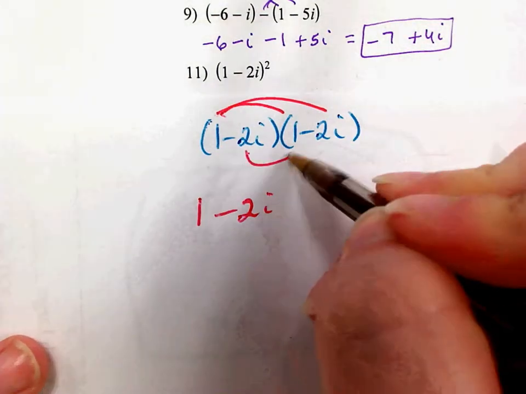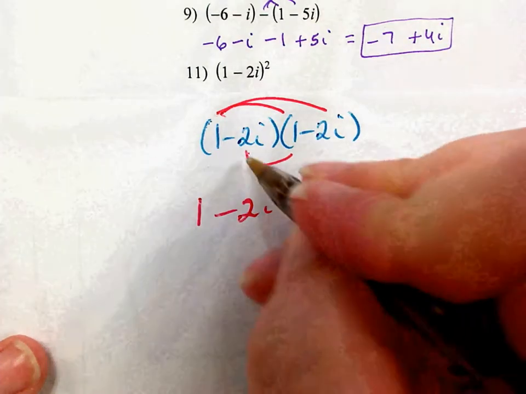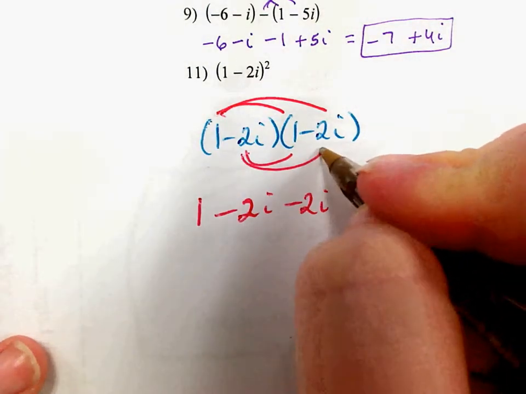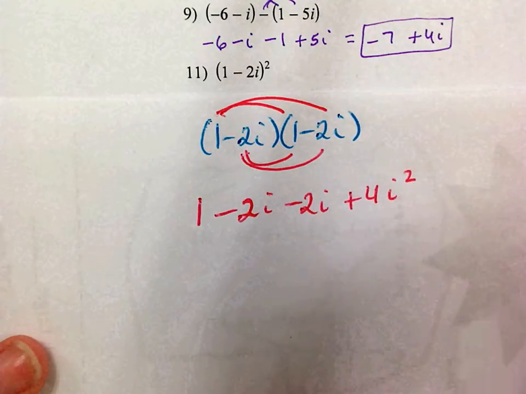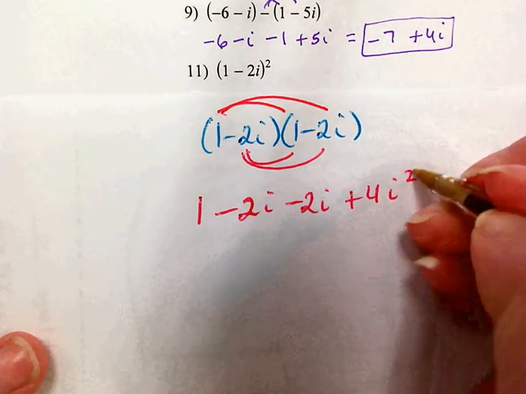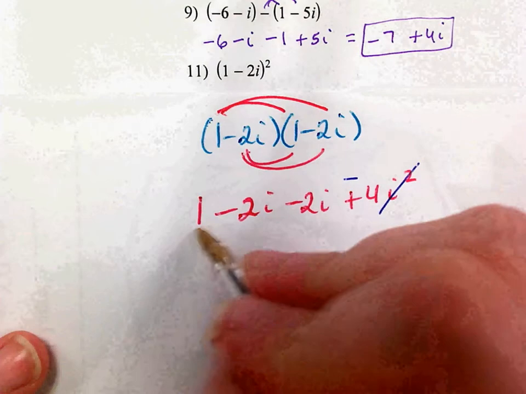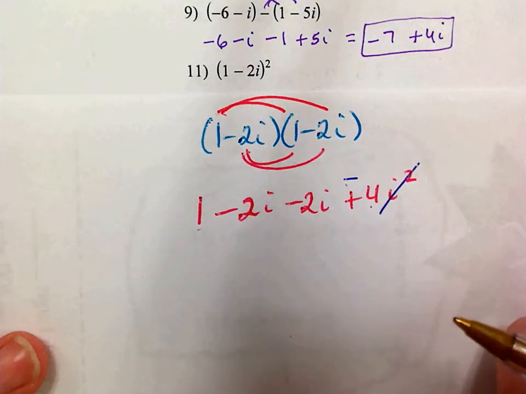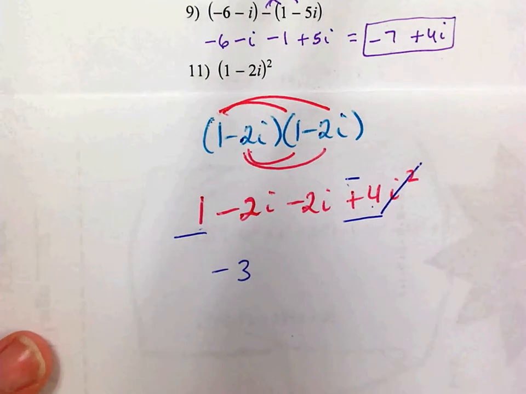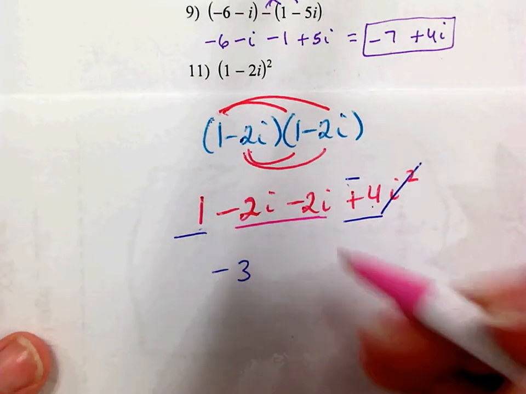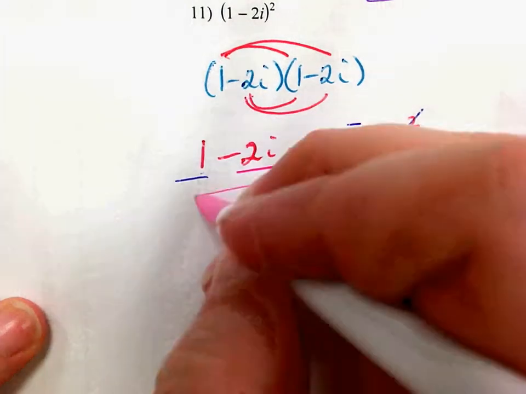That's a negative 2i times a negative 2i. Well, negative 2 times negative 2 is positive 4 I squared. And what do we say to do when you see I squared? And switch the sign. So that becomes a negative 4. So I've got 1 minus 4. 1 and negative 4 is negative 3, right? And then I've got a negative 2i and a negative 2i. Negative 4i. So my answer is negative 3 minus 4i. Okay.